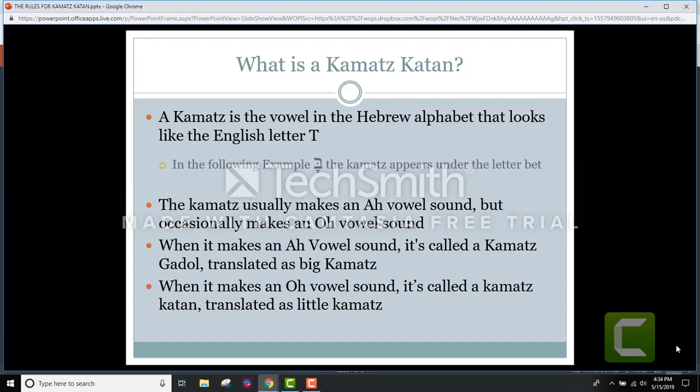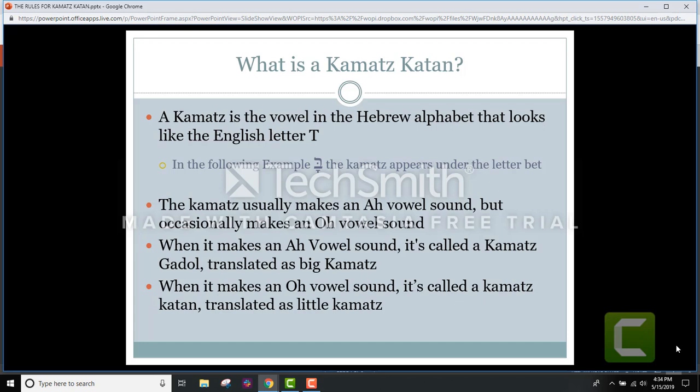So a kamatz is the vowel in the Hebrew alphabet that looks like the English letter T. In the following example, we have the letter bet with the T vowel or kamatz underneath it. The kamatz usually makes an A vowel sound, so therefore with the bet with the T vowel under it, that would sound like ba. But occasionally it makes an O vowel sound, and therefore when the bet has the T vowel under it, it will sound like bo.